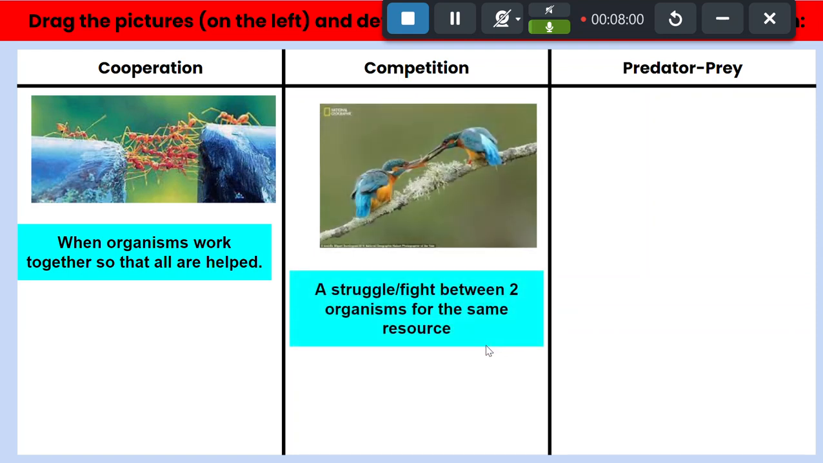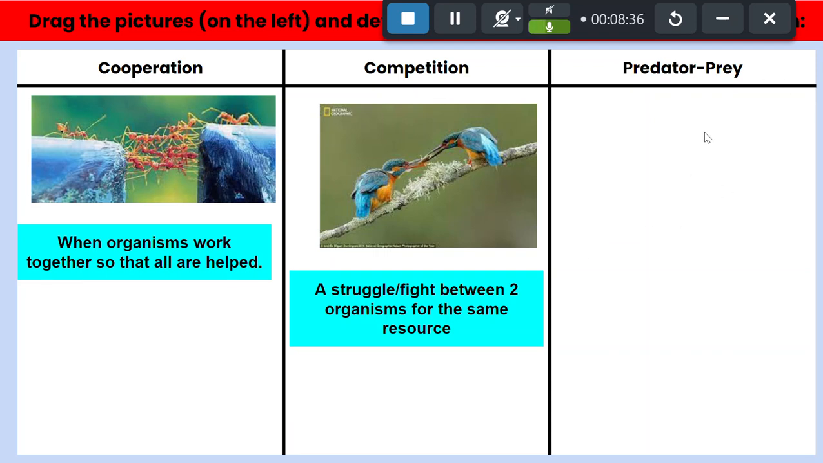Competition is a struggle or a fight between two organisms for the same resource. And it can be the exact same resource. In this case, they're fighting over a bug probably. Or it can be in general, if we are thinking about maybe bison and elk trying to eat grass in the same ecosystem. In that case, we have two different species even competing for one type of food. So it's just competition for food or space or something like that, some other resource.